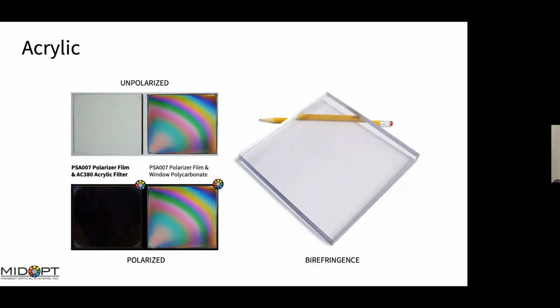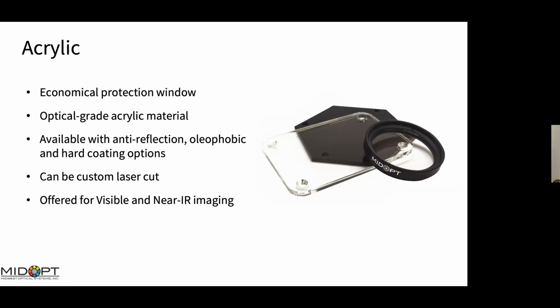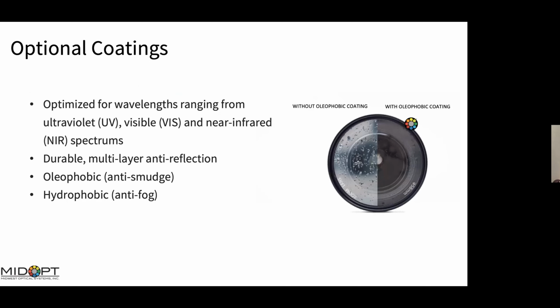So the acrylic that I'm talking about here is a high quality optical grade acrylic. And again, this is very beneficial because it's less expensive, it's easy to work with, and so custom shapes and sizes are very easy to produce, and you can use them in visible and infrared imaging. You can also increase their robustness by adding different coatings, maybe an oleophobic or hydrophobic coating. This helps to reduce how liquid might adhere to that filter.